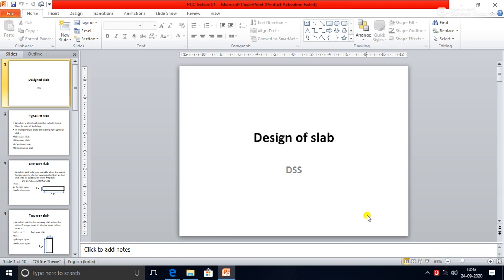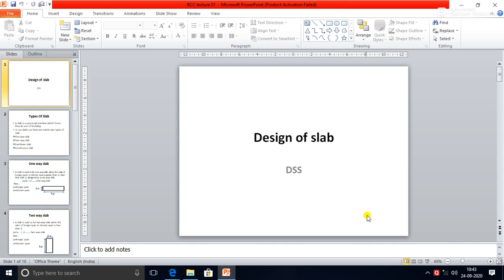Good morning, friends. Today we will start with RCC structures. RCC structures are nothing but the structures which are reinforced cement concrete structures. Then, what is the difference between an RCC structure and a load bearing structure?